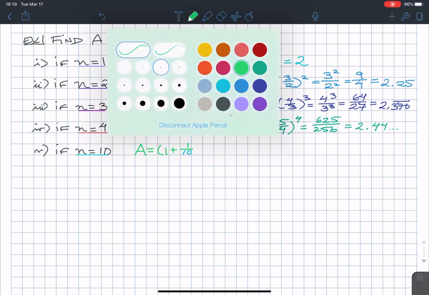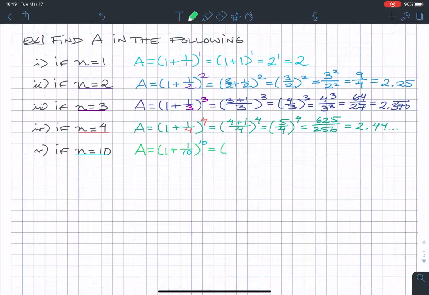All raised to the 10th power. And like usual, what do we get? We get 11 over 10. Now that I see the pattern, I know it's just going to be 1 more than the exponent on top, all raised to the 10th power.